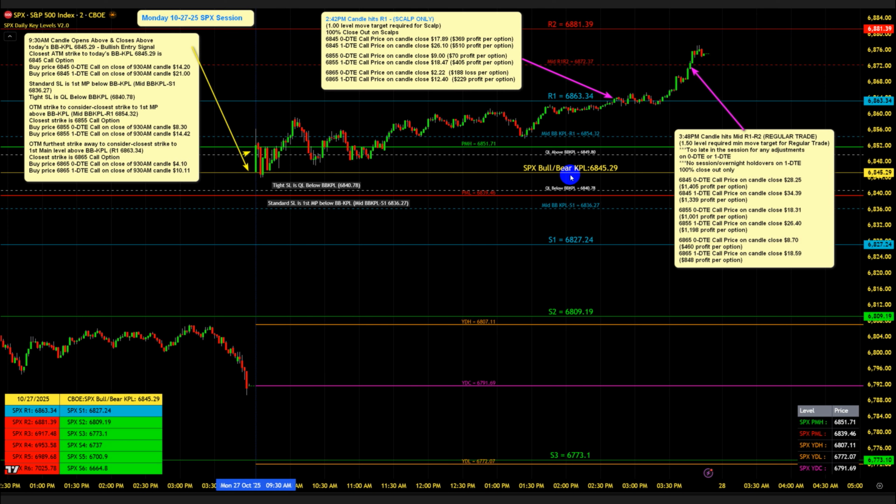One of those, as explained in the full session video, is the at the money strike, which in this case is the call strike closest to the level that we're trading from, the bull bear KPL. Then you have 2 additional strikes you can consider based on this bullish entry: one being the one closest to this midpoint level above, and the furthest out of the money being the closest call strike to the level above R1.